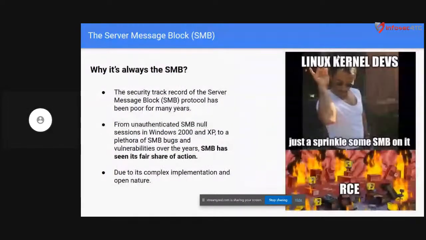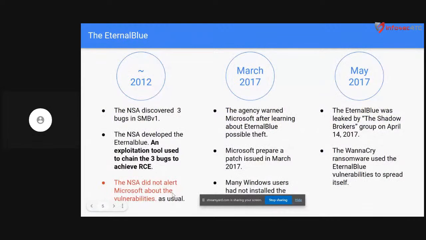But why is the SMB always in the news? For those who don't know, over the years, the SMB protocol has had a poor security track record. Multiple bugs and vulnerabilities have been discovered in this protocol from its early days, from Microsoft Windows 2000 and Windows XP to the vulnerabilities that we will talk about today. So it would be fair for someone to say that SMB has had so many weaknesses, and maybe it still has.